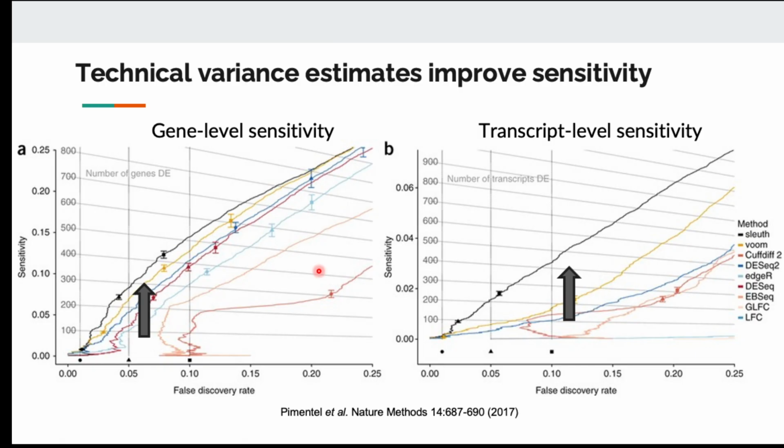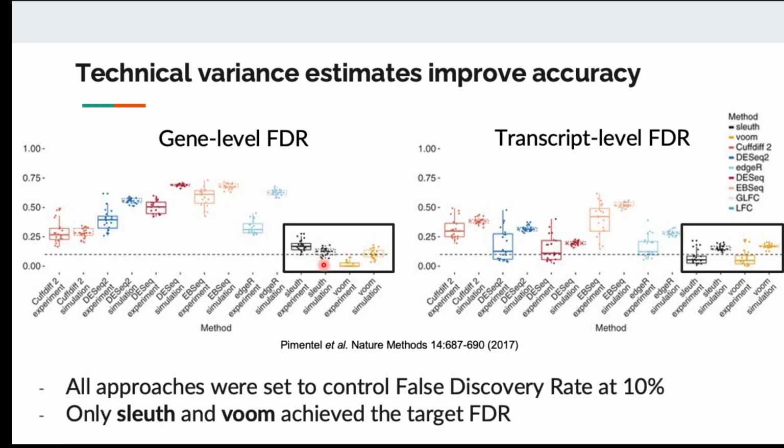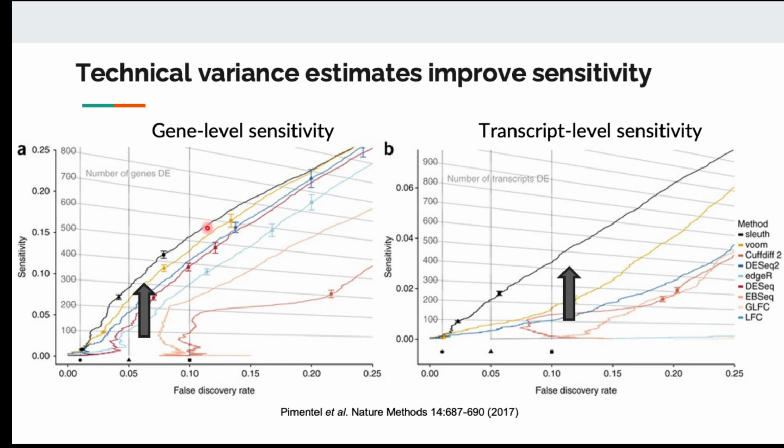So this graph shows you the number of genes that you are getting from each software, at the gene level and the transcript level. The black line and the yellow line are the best tools that we saw in terms of the accuracy. In terms of the number of genes, they're still better. So they don't have a kind of pitfall in their approach.